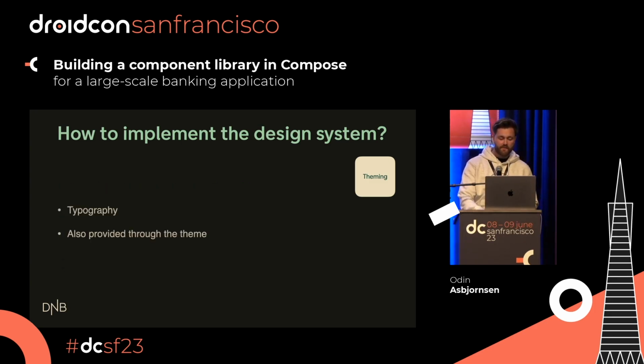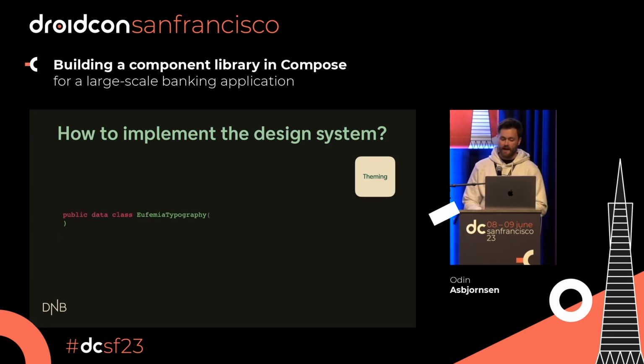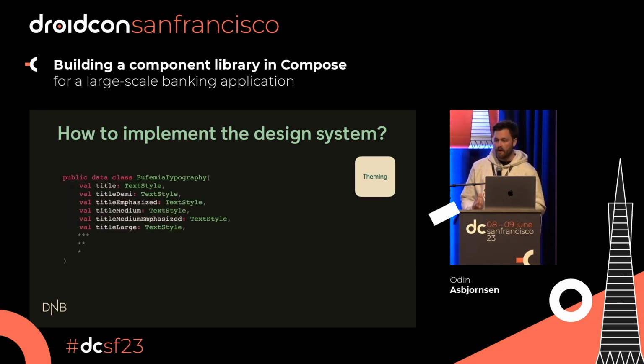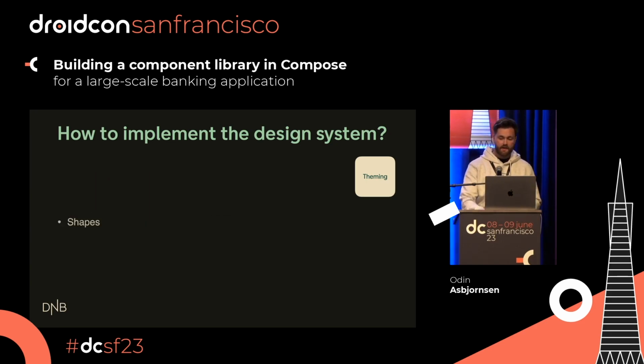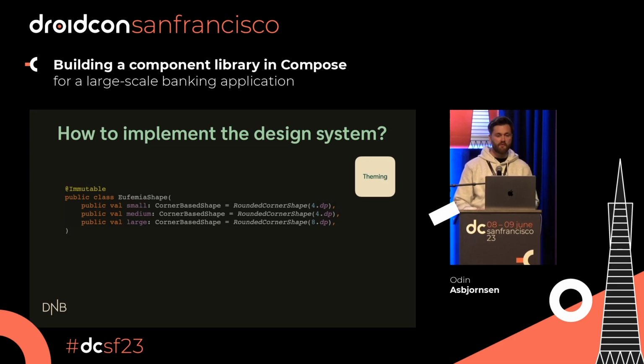For typography, we also needed to provide those through the theme. And we needed a custom class that could hold our composed text styles. So we did a very similar thing. We had a class like this. And then we provided our attributes through this class. Also, our design system had something called shapes. It's not every design system that has shapes, but we needed to provide those through the theme as well. So we made a class with something like this, which just contained the properties for the different shapes. So they were very easy to just reference out of the box like this.